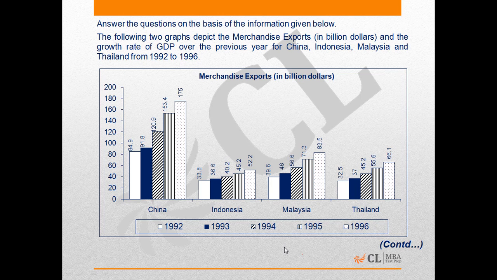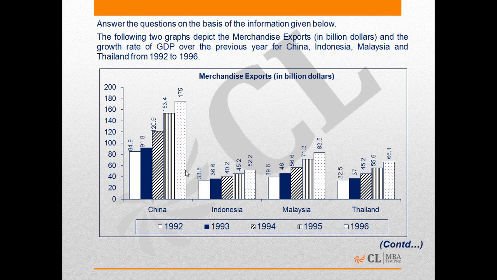This set is based on a bar chart, and this is one of the easiest sets in the DI segment of this section. Here it is given that the following table and graph depict the merchandise exports in billion dollars and the growth rate of GDP over the previous year for China, Indonesia, Malaysia and Thailand from 1992 to 1996.